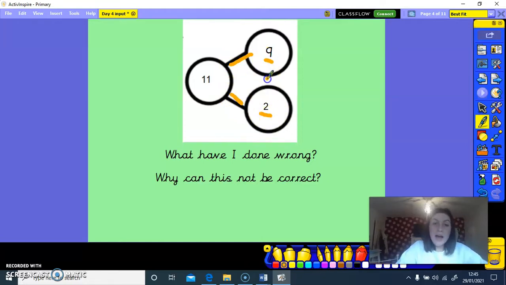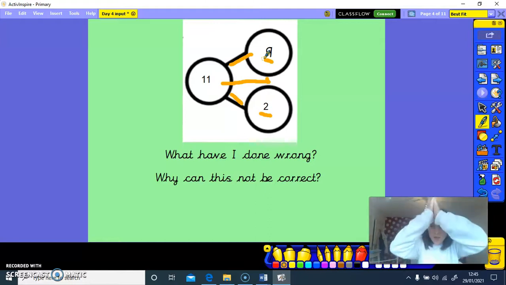So these 2 added together has to make this number. So the whole has to be bigger because the two parts are added together to make that whole. So it has to be bigger than the part, doesn't it? Because it is being added together and made. So the whole is the biggest number.